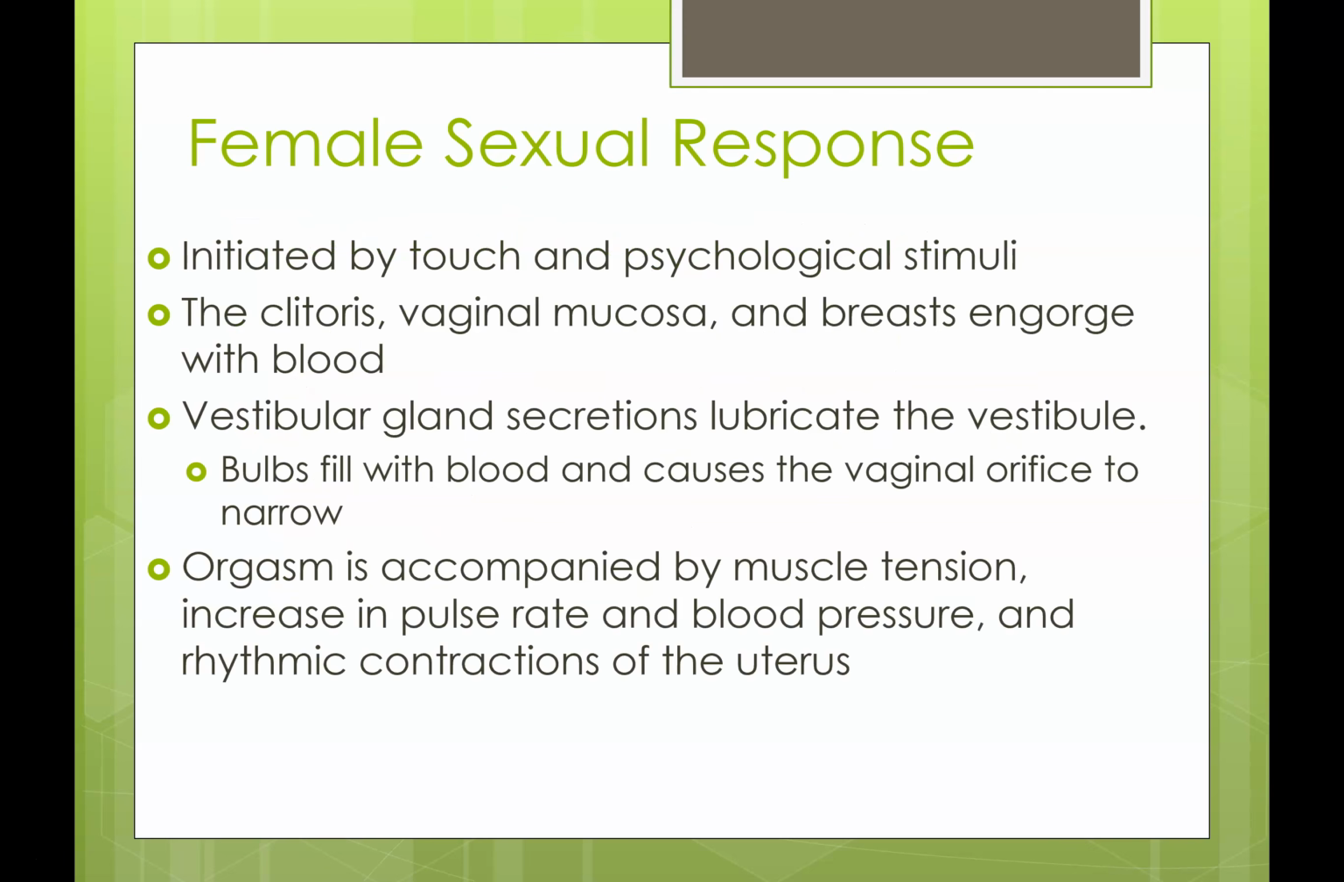As far as the female sexual response, it's going to be stimulated by touch and a psychological type of stimuli. The clitoris and the vaginal mucosa and breasts will engorge with blood, and our vestibular glands, Bartholin glands, are going to have secretions that will lubricate the vestibule of the vagina. The bulbs are going to fill with blood that will cause the vaginal orifice to narrow. And orgasm is accompanied by muscle tension, increased pulse rate and blood pressure, and rhythmic contractions of the uterus.